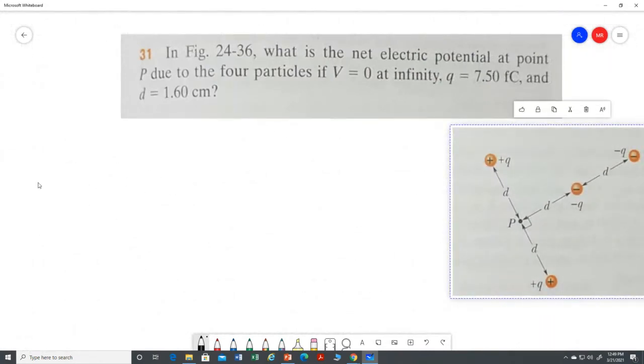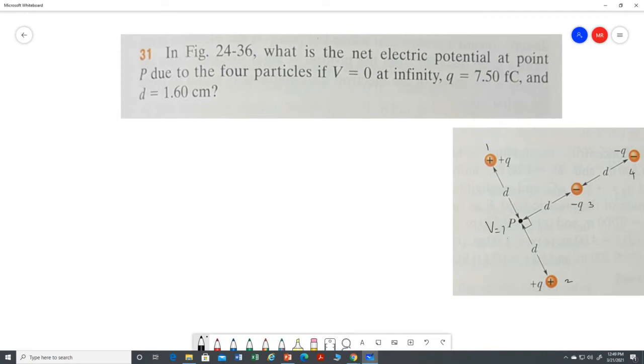Read the question. In the figure, calculate the net electric potential at point P. If you just see the picture, I have 4 charges: charge 1, charge 2, charge 3, and charge 4. All these charges are separated with some distance. This is our point P. At this point P, you are going to calculate what is your V.